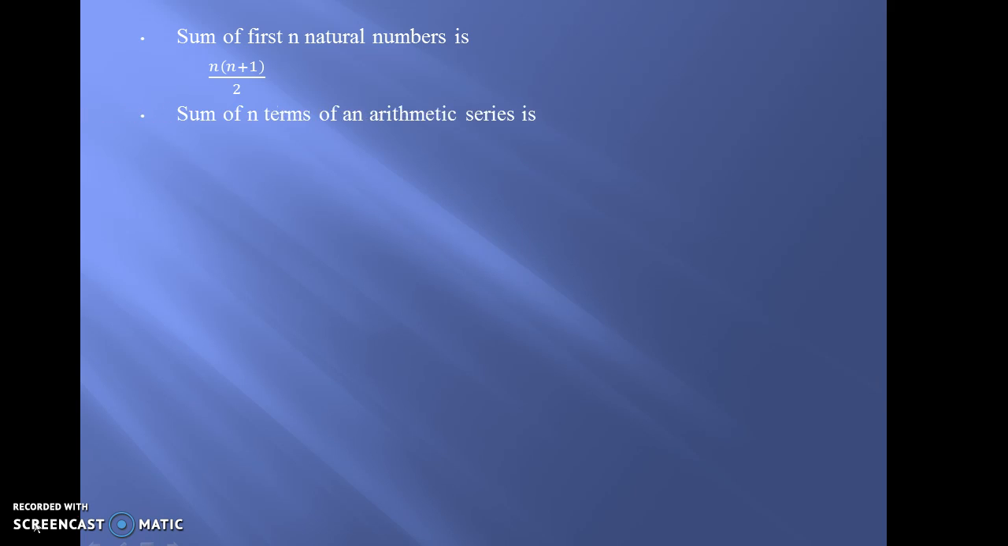Thus, we found the sum of first n natural numbers is n times n plus 1 by 2. Sum of n terms of an arithmetic series is n by 2 into 2a plus n minus 1 into d. Sum of n terms of a geometric series is a into 1 minus r power n divided by 1 minus r.